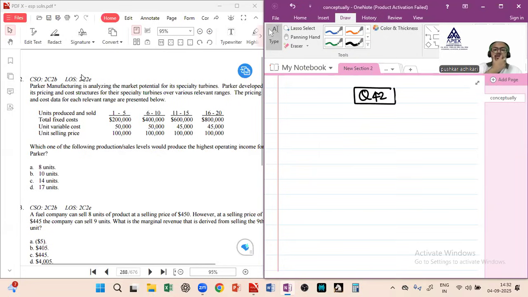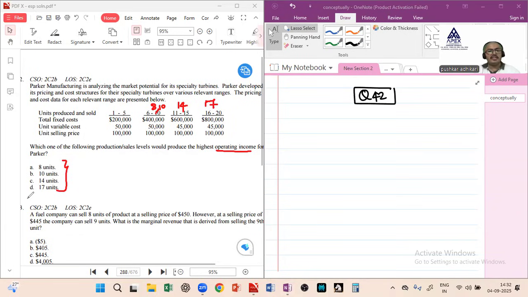For 1 to 5 units, total fixed cost is given, unit variable cost is given, and unit selling price is given. Similarly, 6 to 10 units is given, 11 to 15, and 16 to 20. You will notice in your answer alternatives, which one of the following will give you the highest operating income. They have given you 8 units, which falls over here. They have given you 10 units, which falls over here. They have given you 14 units, which falls over here. And they have given you 17 units. So they have asked you to calculate in these categories. Let us begin one step at a time.